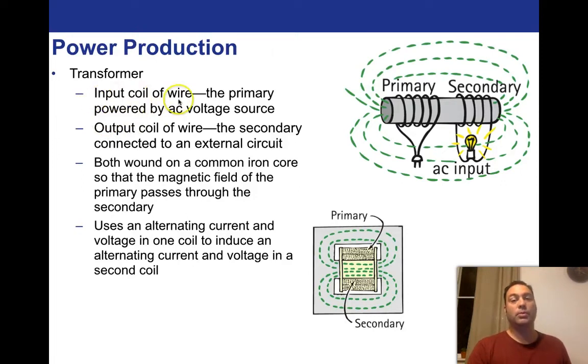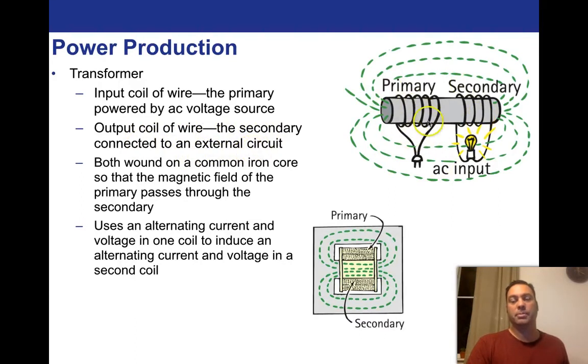So, input coil of wire, the primary, powered by an AC voltage source. We have a wire that comes in here. It's wrapped around an iron core, which is located right here. And it's got some voltage, it's got some current. It's following Ohm's law. We want to convert this into something else. So we're going to have an output coil of wire, the secondary coil, to an external circuit. So here we have our external circuit.